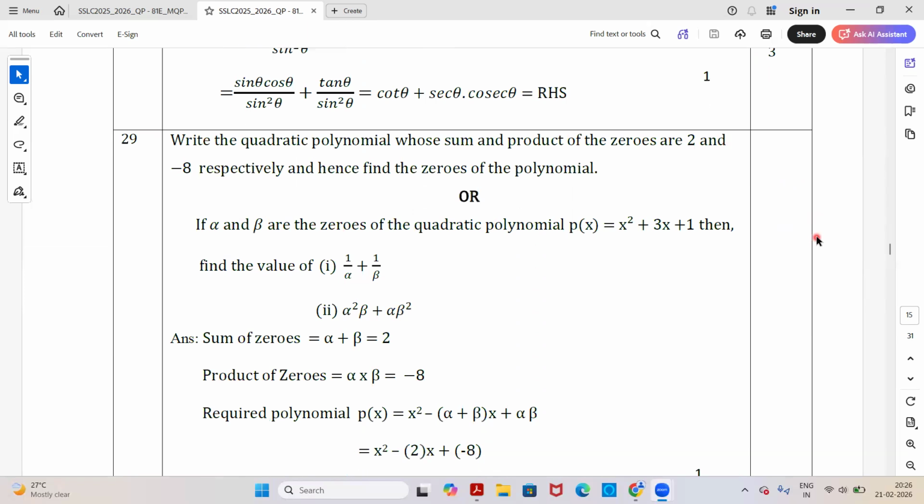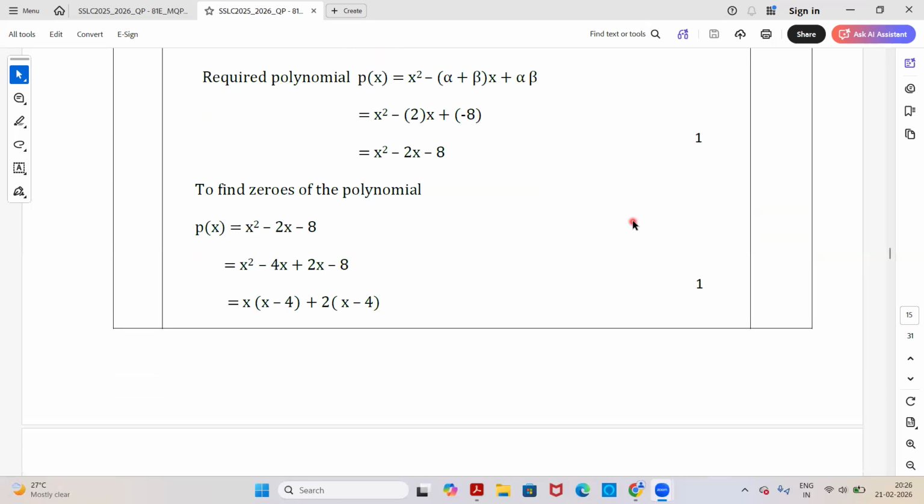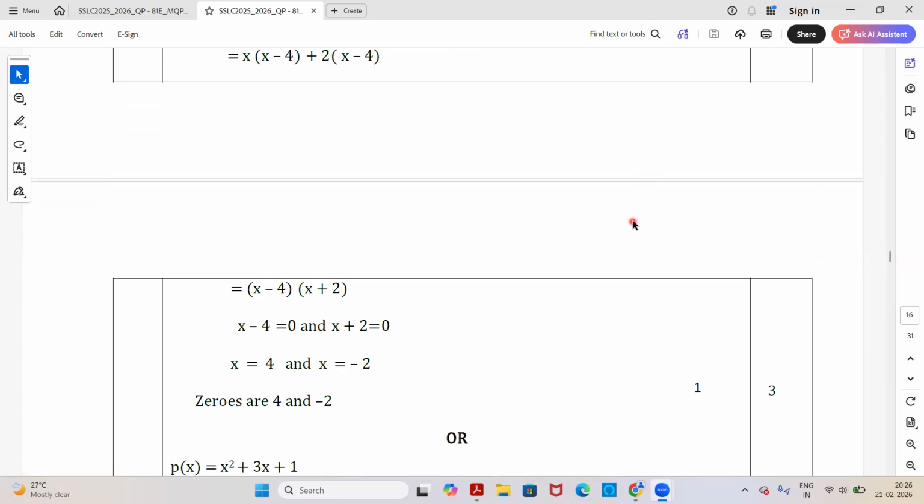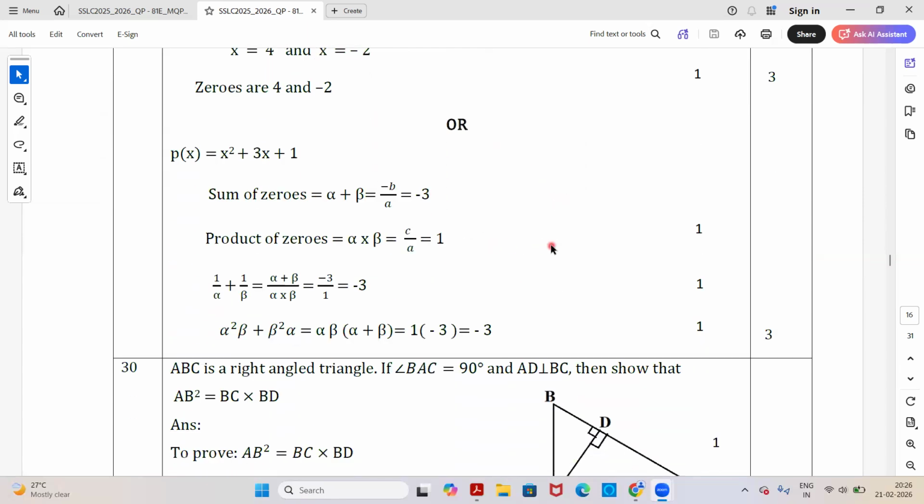Then question 29 again is optional. You have two questions over here. And both of its answer is also given here. So this is your first answer and this is your second optional question's answer.